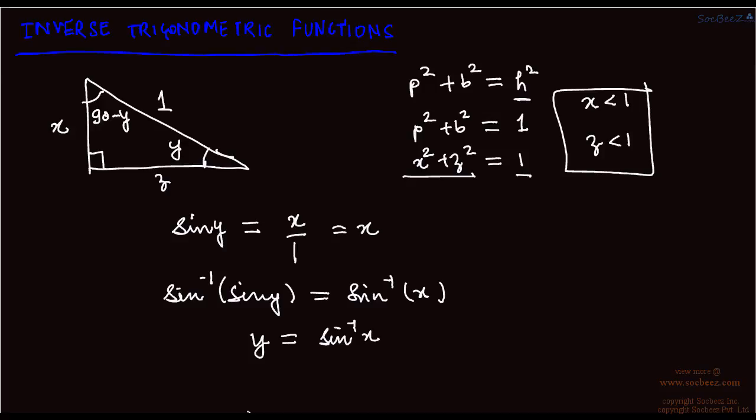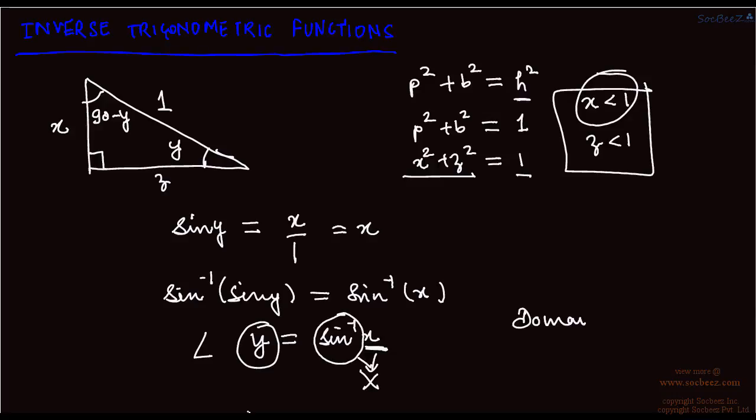Now, there's y. This is an angle. And this is sine inverse x. Now, these two are not multiplied. You have to keep that in mind. Okay. Now, x is less than 1. So, here we can define the domain of y. How? Because x would be less than 1. And of course, x cannot be less than minus 1. So that will be your domain.